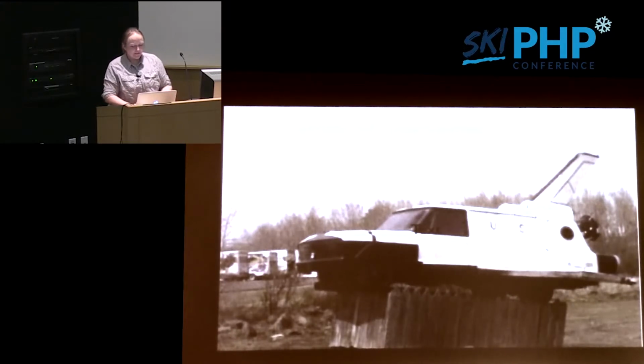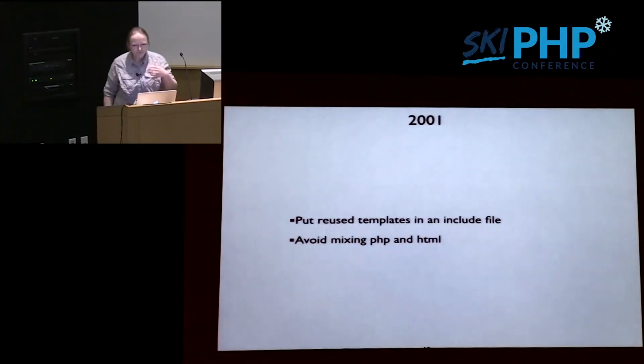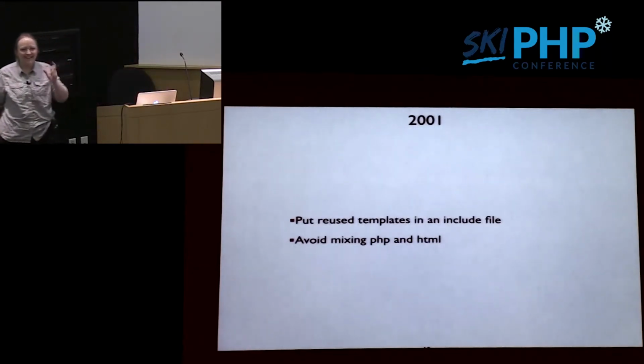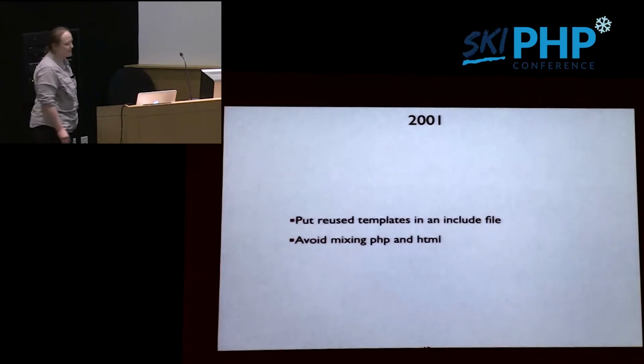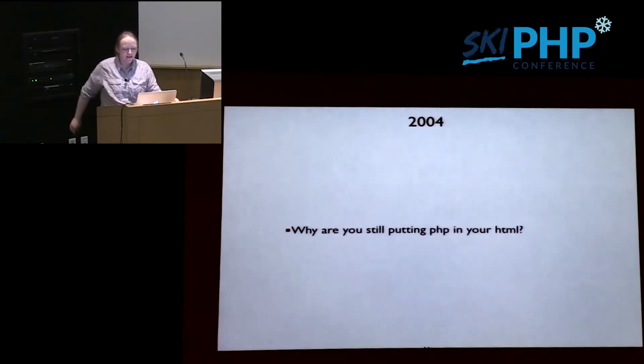The first thing in architecting an app is you want to think about separation of concerns. So in 2001, the advice we were giving people was that you can use include files. You can take your header, put it in an include file, and include it on every page. And we gave the advice that you should try not to mix your PHP and HTML together, because that makes the code a little bit harder to read. Reusing templates in an include file is, I don't know, although it's kind of the basis of every framework. But the idea of avoiding mixing your PHP and HTML is still a good idea.